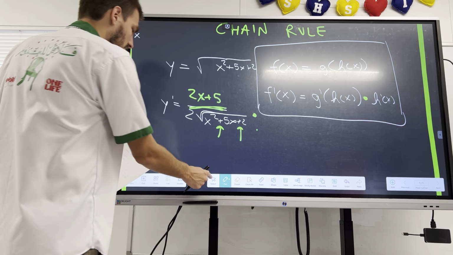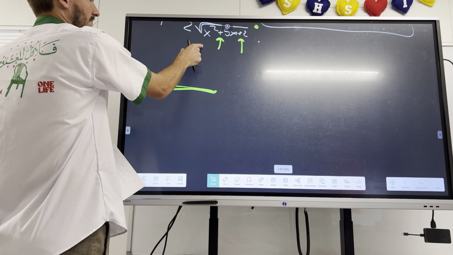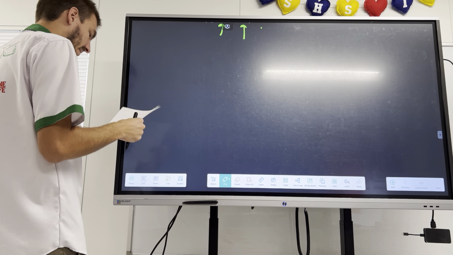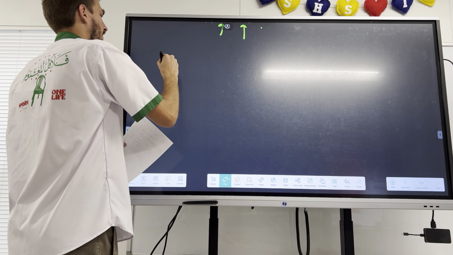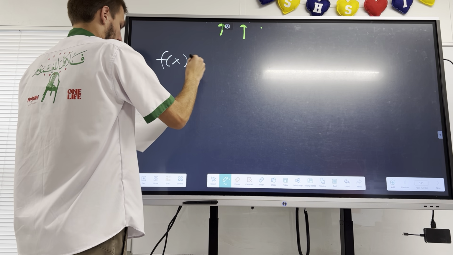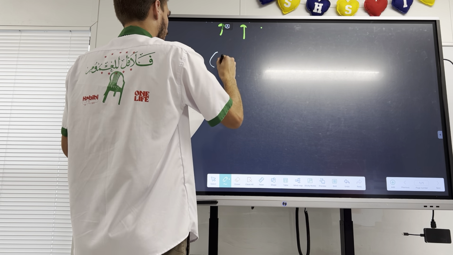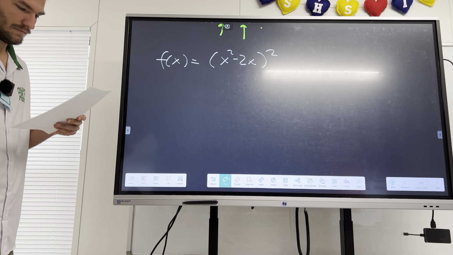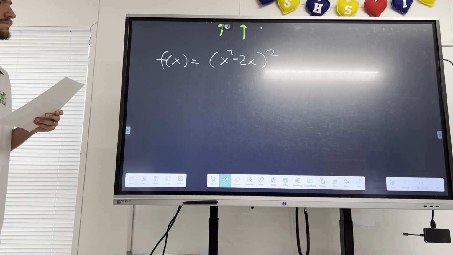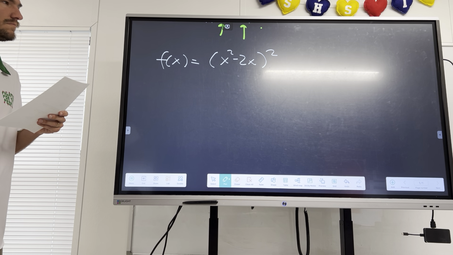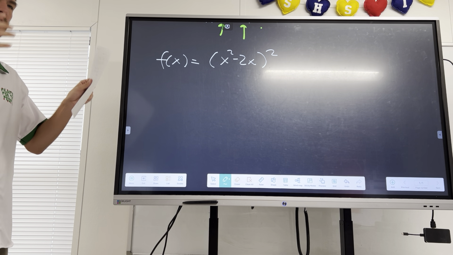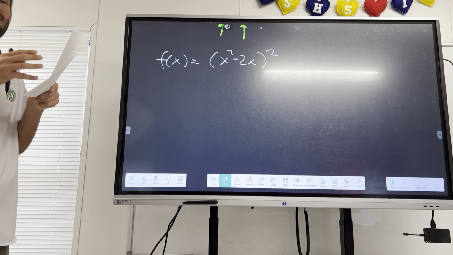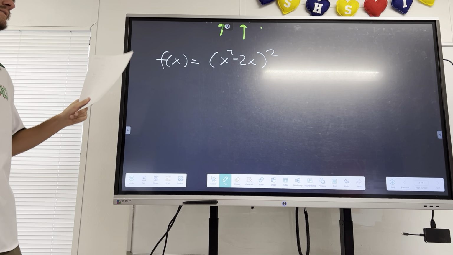So let's power through a couple chain rules real quick because just like the rest of it, this is something that we really want to work on. So f of x is equal to (x squared minus 2x) squared. Hopefully you can look at this and identify that there is a function on the inside and there's a bigger function being done to that whole thing.